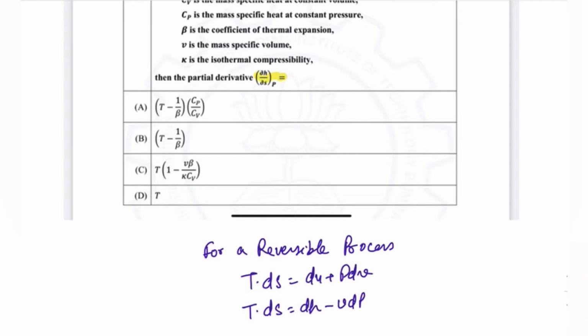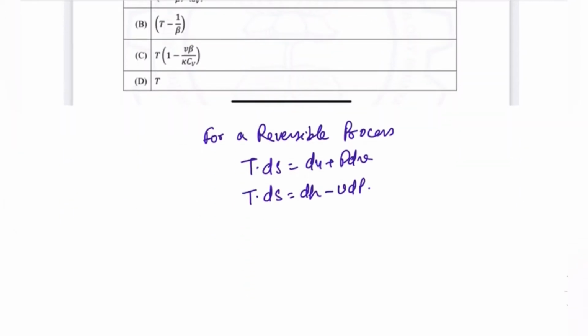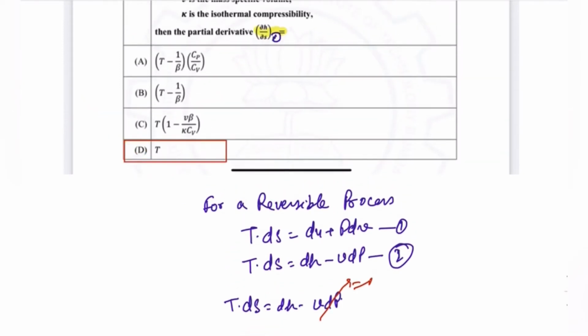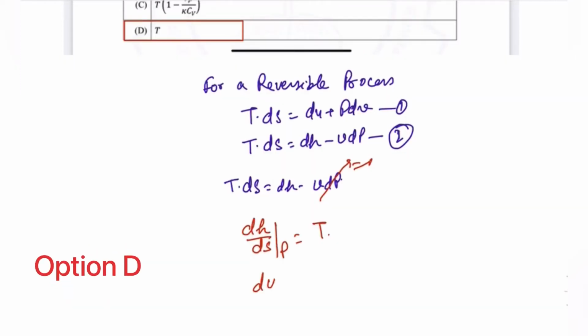Now this is a constant pressure process. This is equation number 1, this is equation number 2. If I use equation number 2, TdS is equal to dH minus VdP. For constant pressure, this term goes to 0 and I get dH/dS at constant pressure is equal to T. So from the given options, D is the correct answer. Similarly, you can write dU/dS at constant V is equal to T from the first equation.